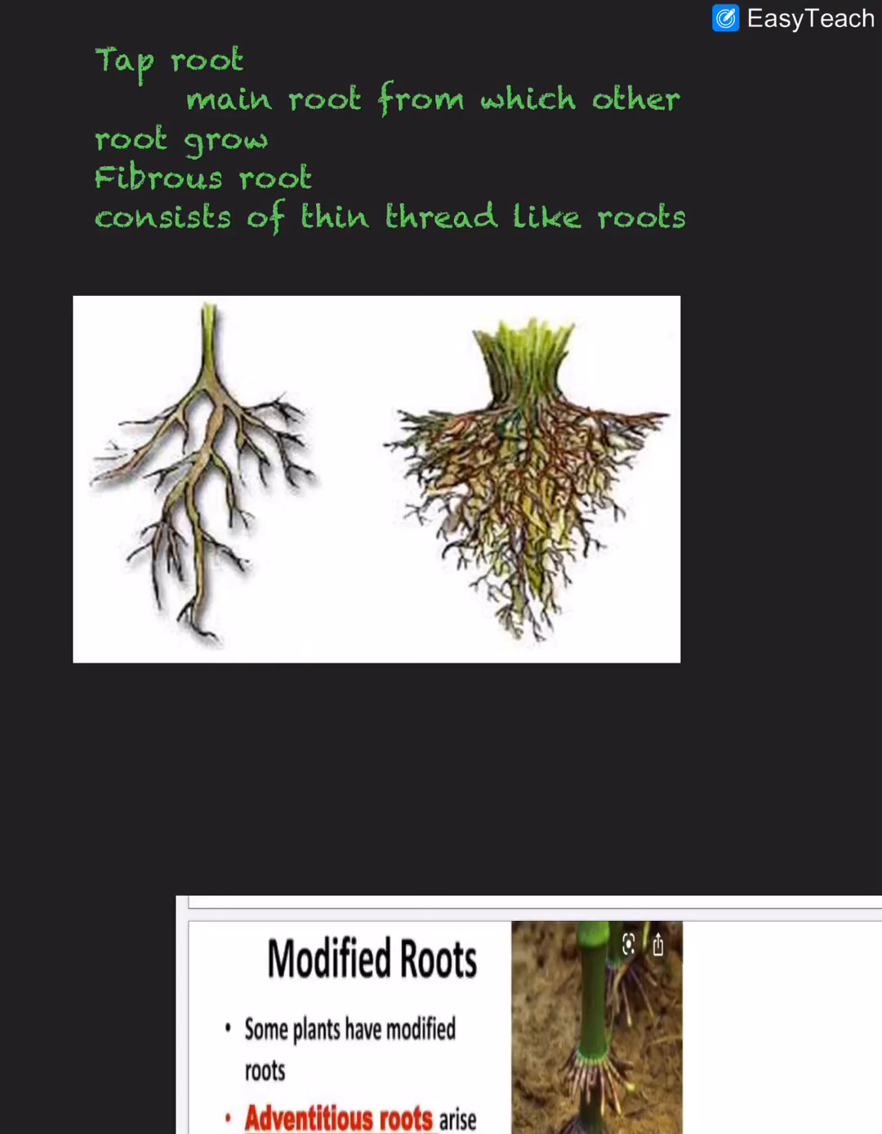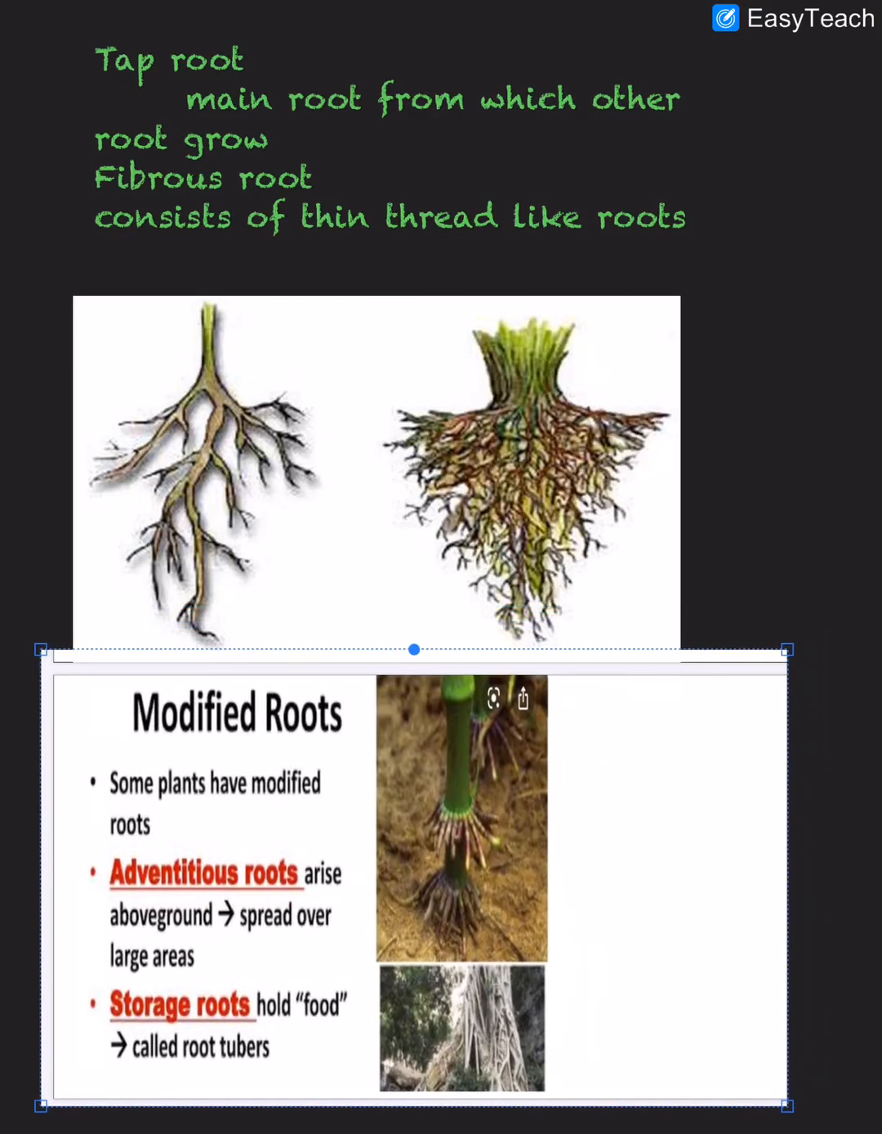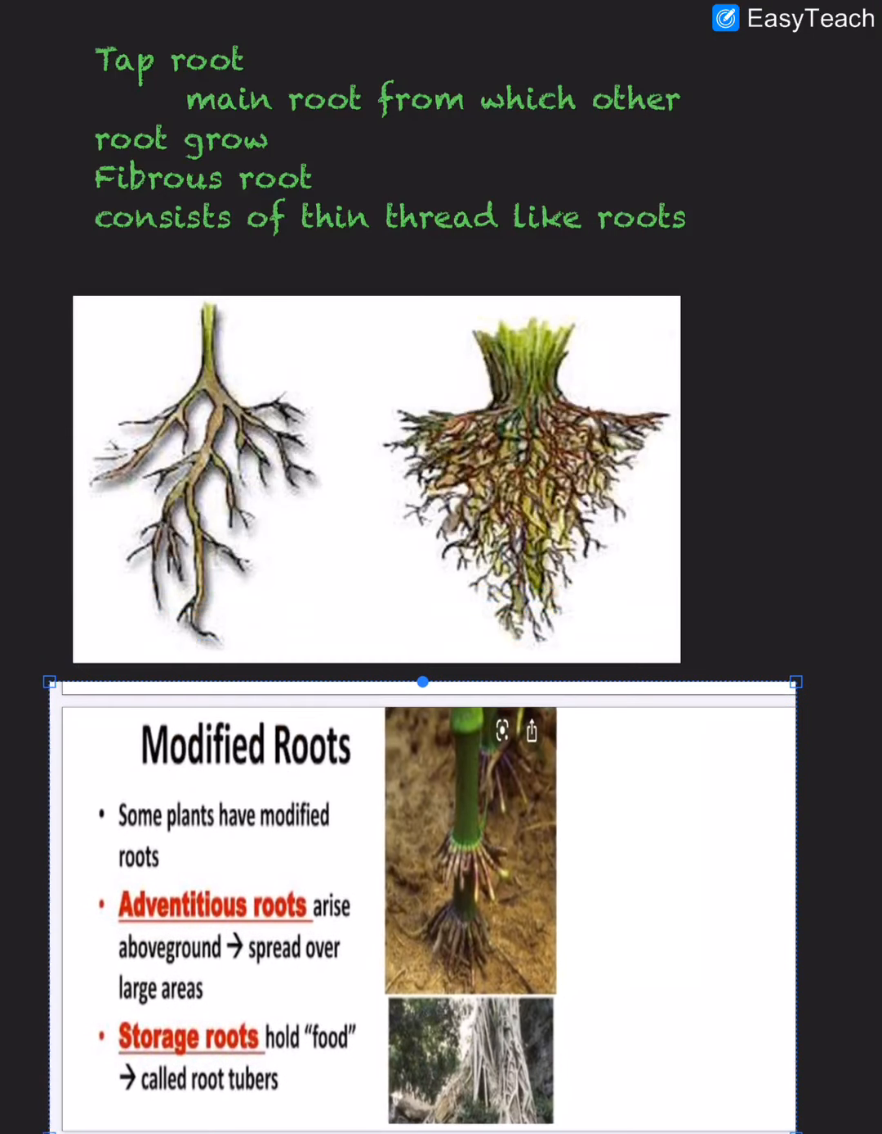And the other type of root is modified roots. Some plants have more adventitious roots that arise above the soil and spread over large areas. You can see in the image, roots are grown above the soil. And storage roots hold food. They store food of the plant. They are called root tubers. So this is all about the root.